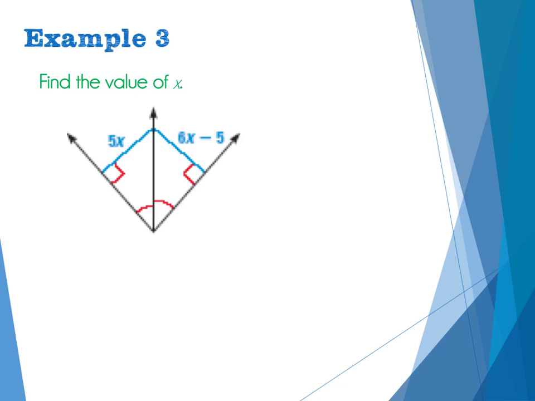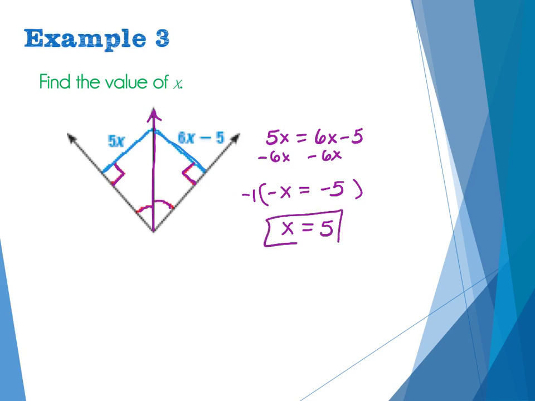And the last one, find the value of x. This time again, you've got the angle congruency marks, which says that this ray is the angle bisector. You've got the right angles on these blue sides, which shows that those are true distance, which means 5x would equal 6x minus 5. Subtract the 6x. Negative x equals negative 5. Multiply or divide by negative 1, and x equals 5.